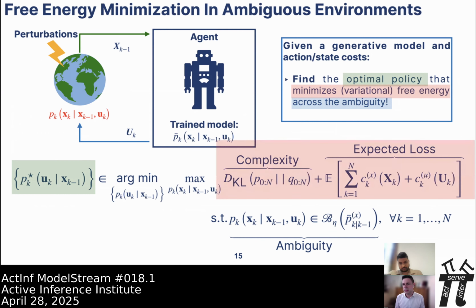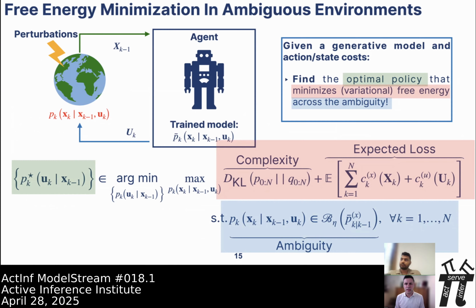And we want to minimize the variational free energy, which is nothing else than complexity and expected cost, where complexity is again the complexity between the closed loop system and the generative model. The expected cost is specified through the action and state costs. And we want to minimize the worst-case free energy across ambiguity, which means that we want to minimize the maximum free energy across all possible environments that belong to the ambiguity set I just introduced.